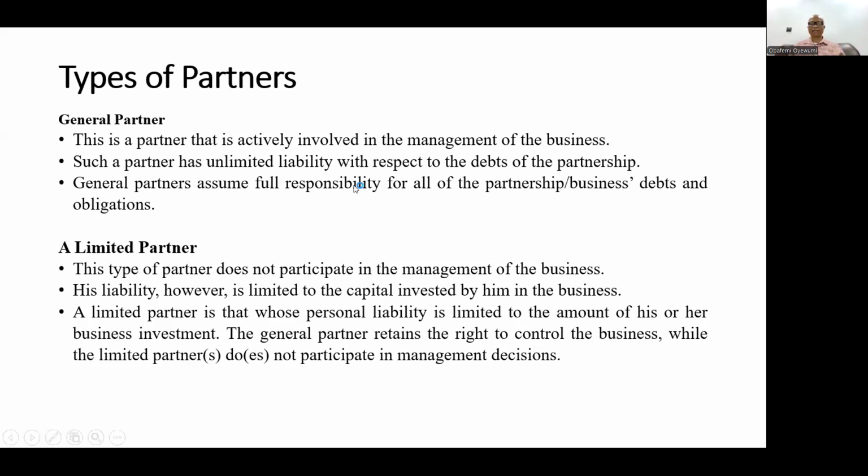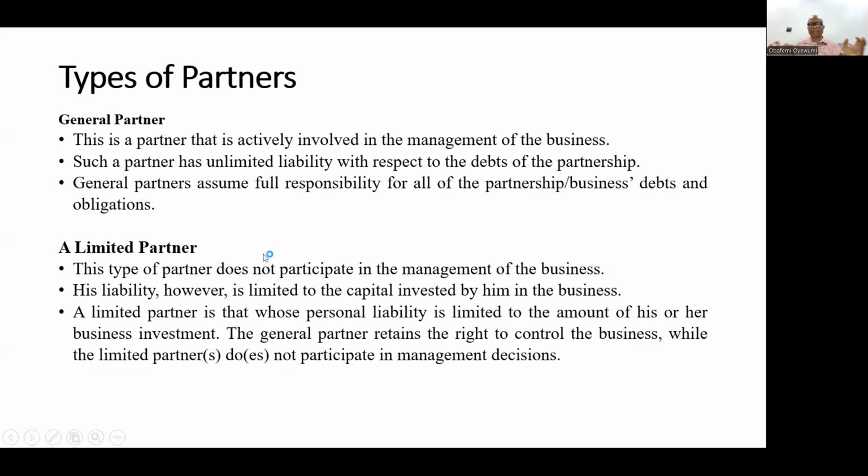Such a partner has unlimited liability. That's just what the structure says. Whenever the business runs into debt, the general partner has unlimited liability. What does that mean? It means that he's personally liable. He assumes full responsibility for the partnership's business debts and obligations. He cannot delegate it or pass it on to somebody else. Everything that he has must be used for the purpose of settling such a debt.